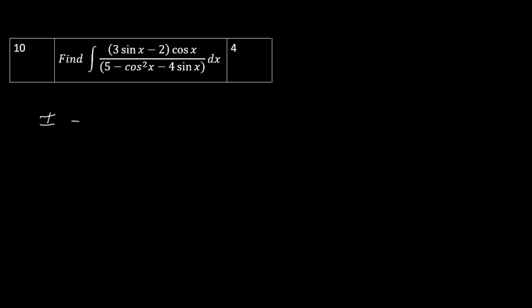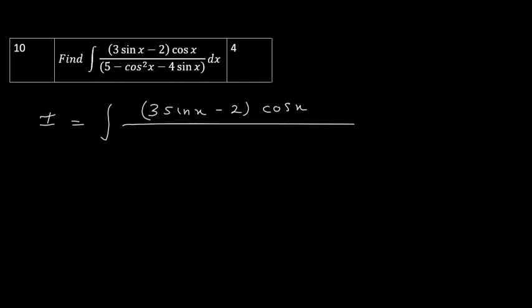Simple. I is equal to the integral of (3 sin x minus 2) into cos x whole divided by (5 minus this cos square x, which I will write as 1 minus sin square x, minus 4 sin x) into dx.